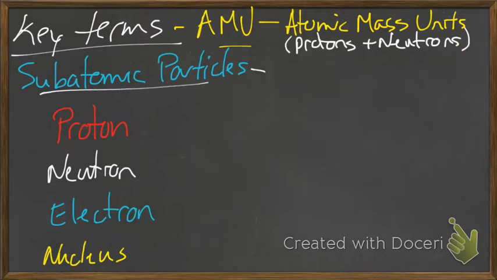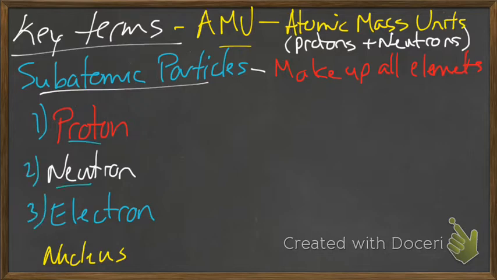Subatomic particles. These make up, and I'm going to write this in red, make up all elements. There's actually 3 different subatomic particles. What can I use for this blue, I guess? Protons, neutrons, and electrons. Protons we talked about, neutrons we talked about, electrons we kind of talked about. Proton, positive charge. Whoops, spelled that wrong. So plus, and weighs 1 AMU.